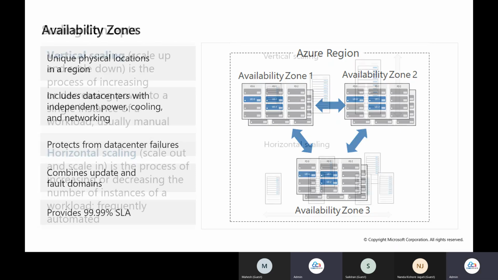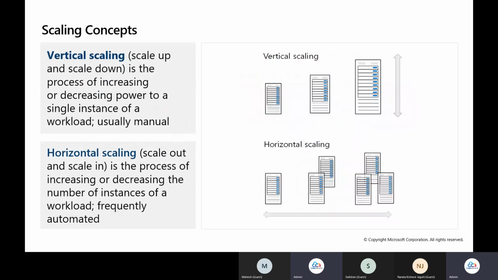So what we have is scaling. Let's say you created one VM with 2 vCPUs and 8 GB RAM, but all of a sudden your requirement has changed. You have some additional requirement where you need to upsize the VM. In that case, you have two options. One is vertical scaling, the other one is horizontal scaling.